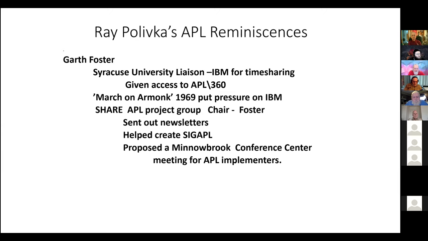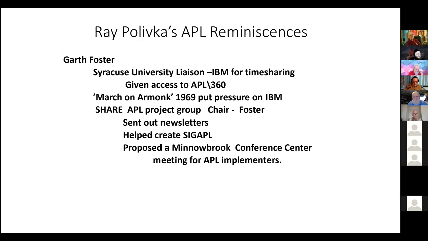Garth was a professor at Syracuse University. And while there, he was in the computer science department. While there, he was given the job of being liaison with IBM, investigating time sharing. And he was given access to APL 360, and he knew nothing about it. So he read some of the documentation about it and got on and tried it out. And as he says, I was hooked.